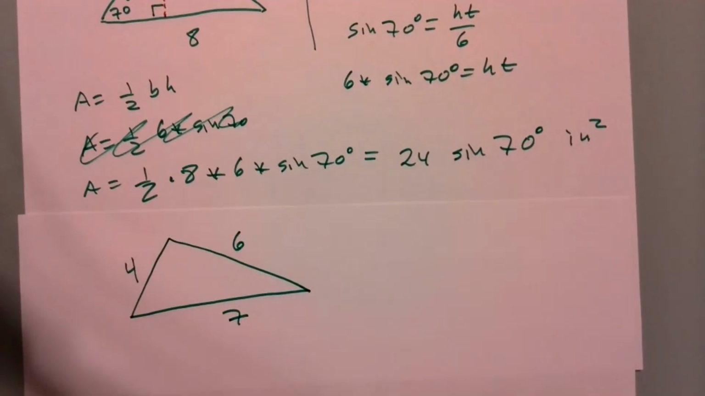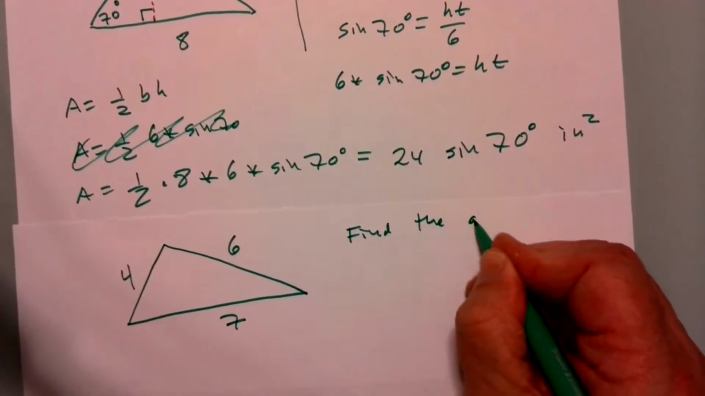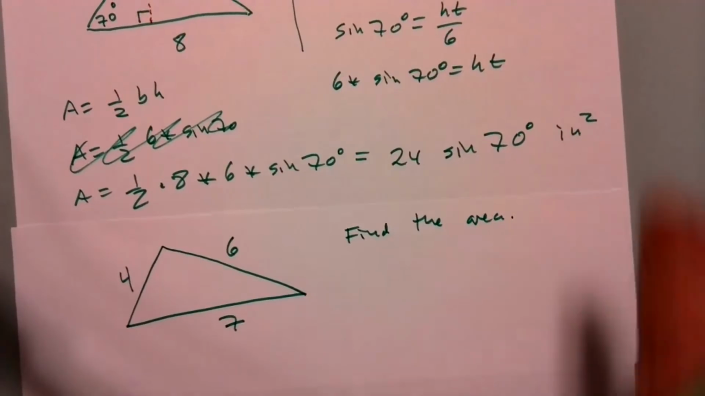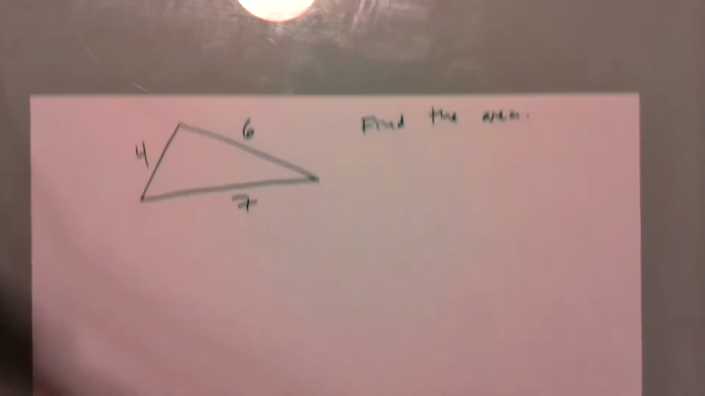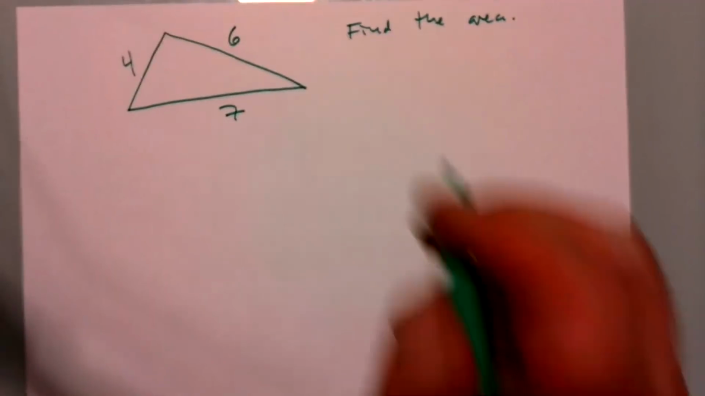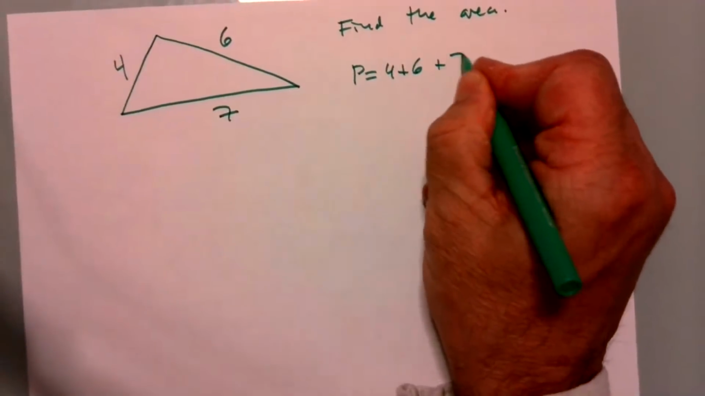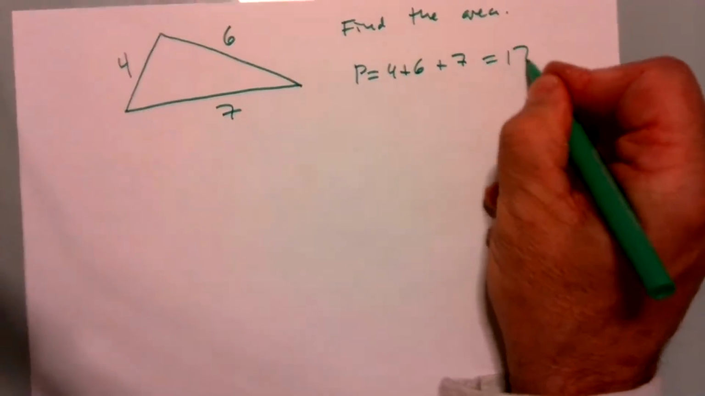This is an SSS case. We have all 3 sides. If you wanted to find an angle for this triangle, you would have to use law of cosines. But that's not the question I'm asking here. I'm asking us to find the area. So to do that, I need to find the perimeter, and then I need to find the semi-perimeter. So the perimeter of this is 4 plus 6 plus 7, which is 17.